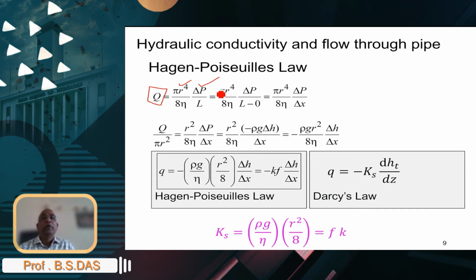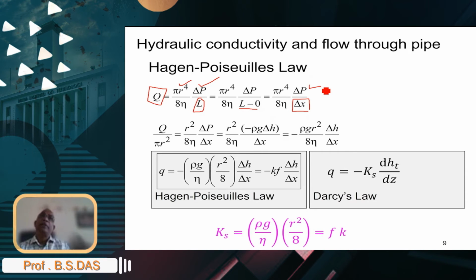It's pi r^4 over 8 eta, divided by delta p over L. You could simply replace this L with L minus 0, so that becomes a difference in the spatial coordinate. So I'm writing it as delta x here, which is essentially the length of the pipe, right? We also know that the pressure difference, pressure, is essentially a potential energy per unit volume, right?